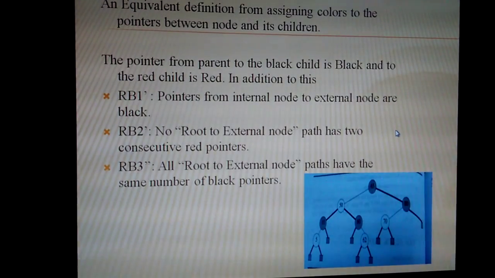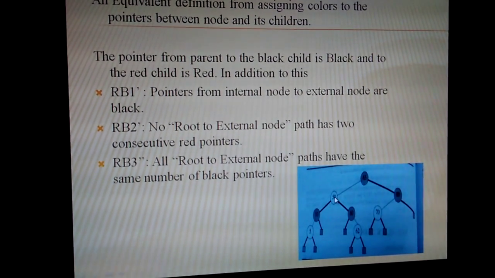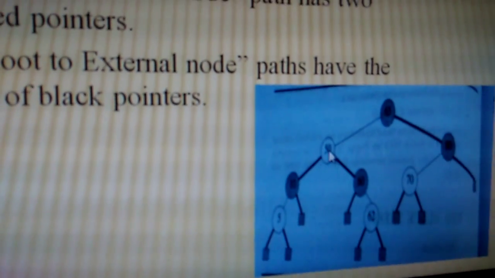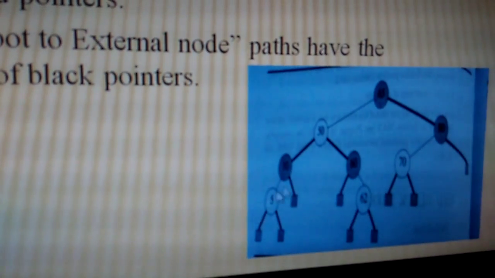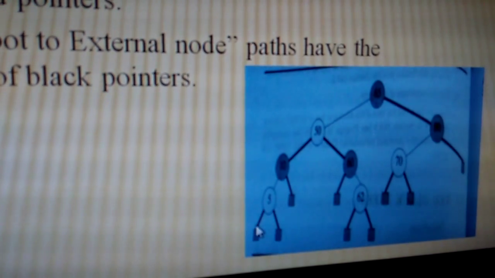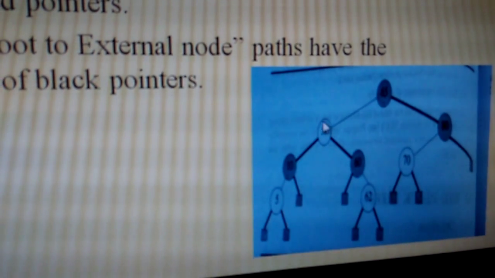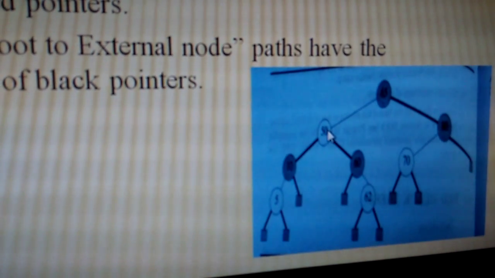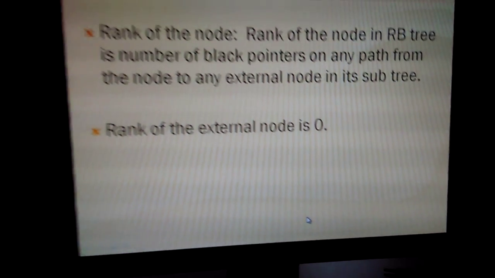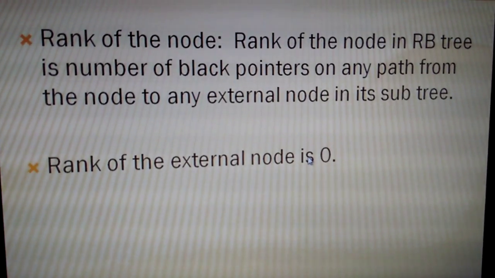Coming to the same figure, if you want to calculate the rank of 50, from this node to the external node, how many block pointers are there? Here this is one block pointer, one block pointer. This is also an external node. In this path also it has 2 block pointers. In this path also it has 2 block pointers. So the rank of this 50 will become 2, because that is the number of block pointers from this node to the external node. According to this definition, the rank of the external node will always be 0.